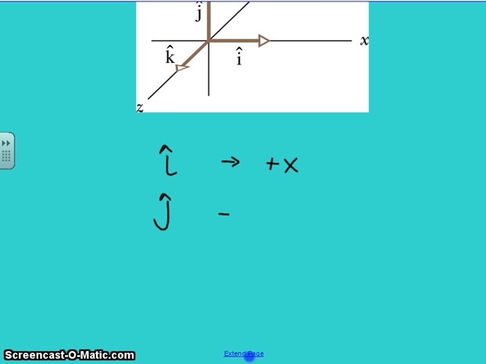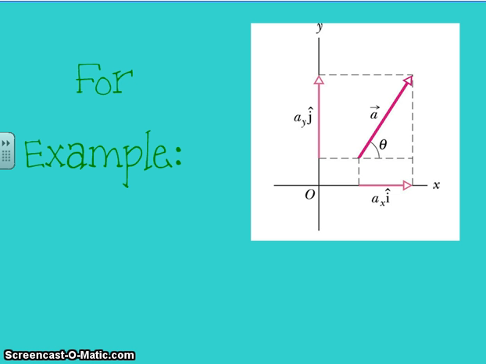j hat is a unit vector that points in the positive y direction. And k hat is a unit vector that points in the positive z direction. In AP Physics, we will spend some time looking at 3-dimensional movement and 3-dimensional things rather than only 2-dimensional. Commonly, we may denote a vector with unit vector notation rather than giving its length and its angle. And so we're going to look at an example of that.